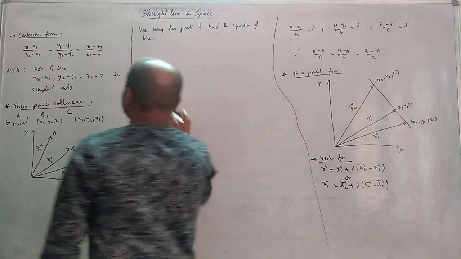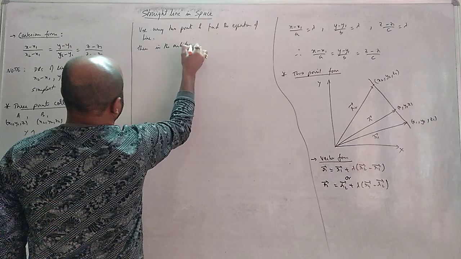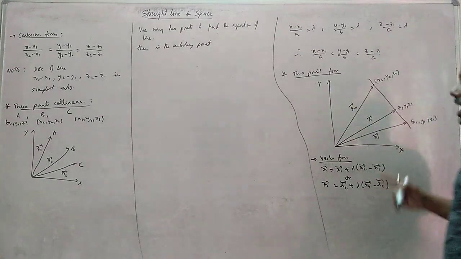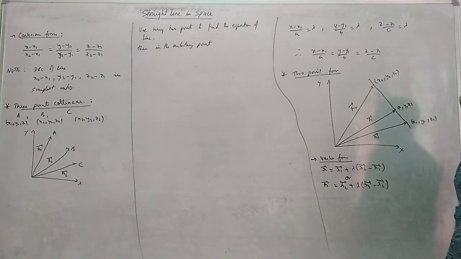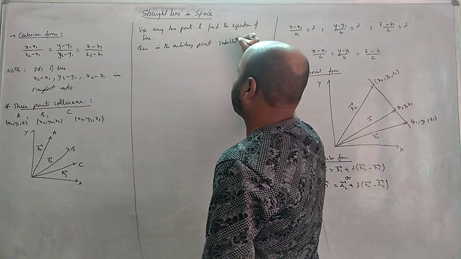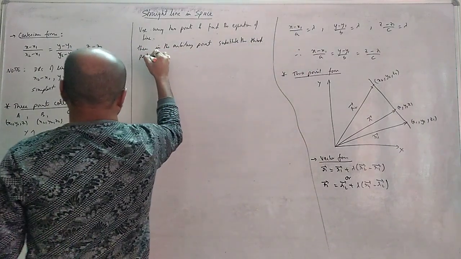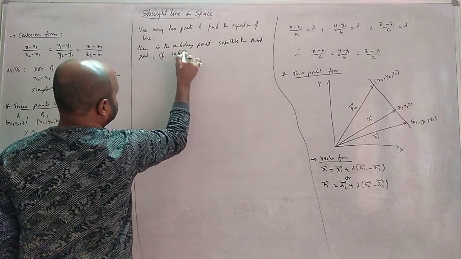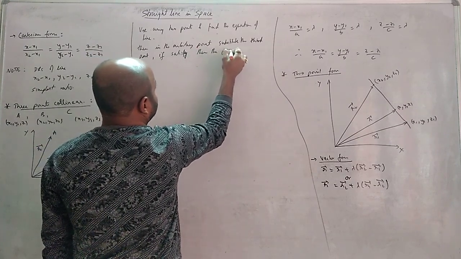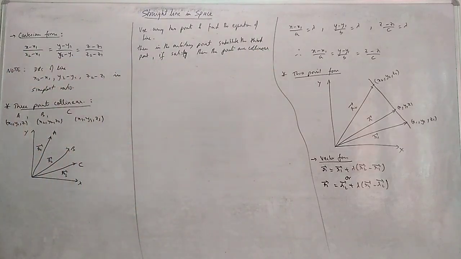Then in the arbitrary point, which is the arbitrary point? R vector in case of vector form and x, y, z in case of Cartesian. In the arbitrary point, substitute the third point. If satisfied, then the points are collinear. I hope you understand, class, what I'm trying to say.